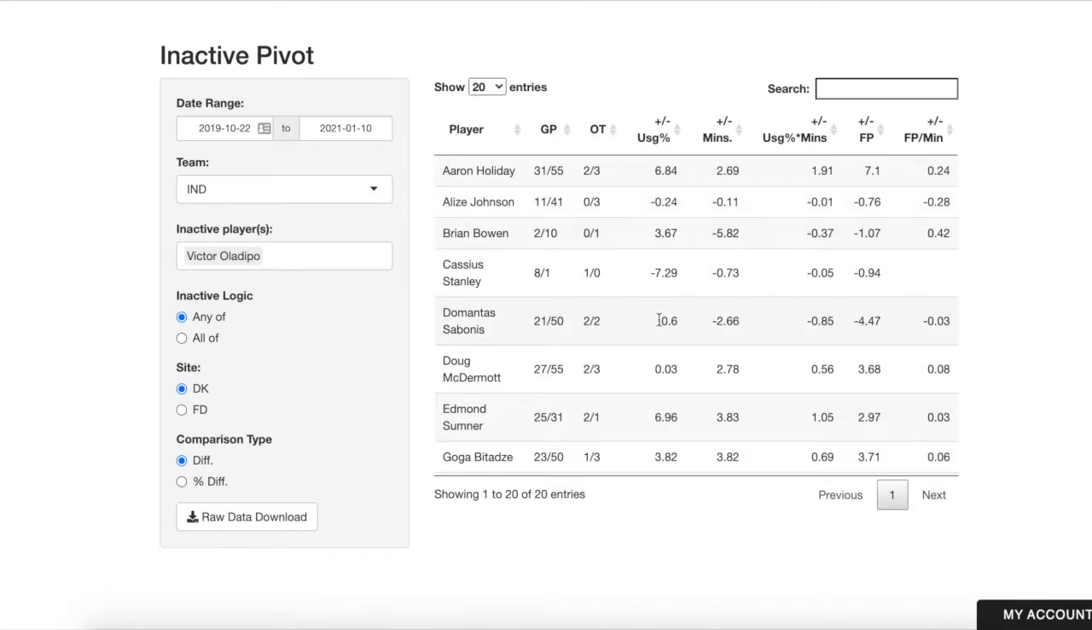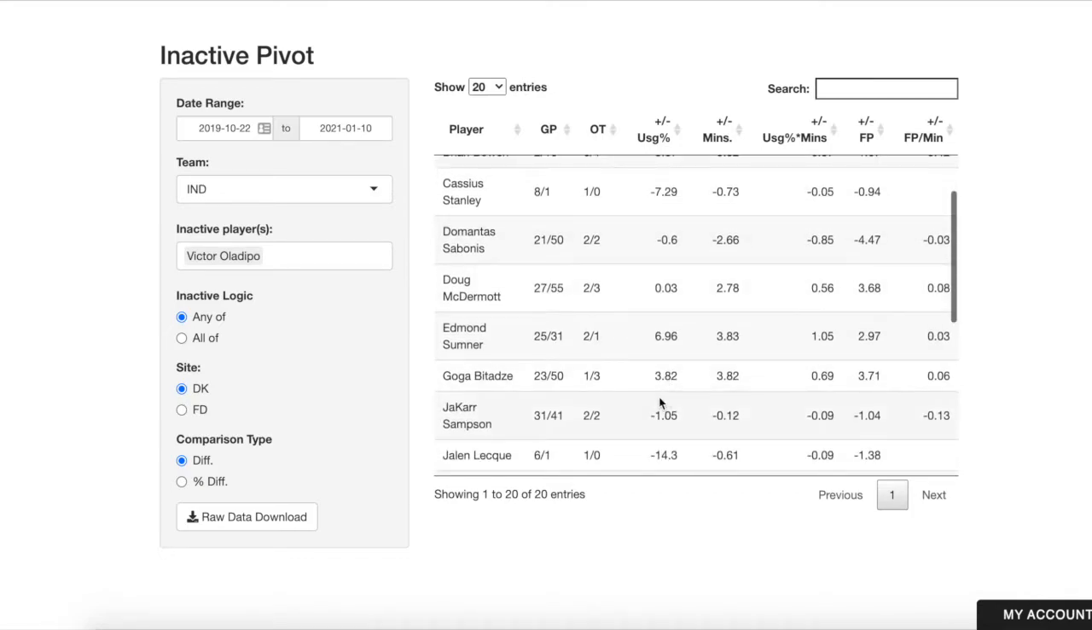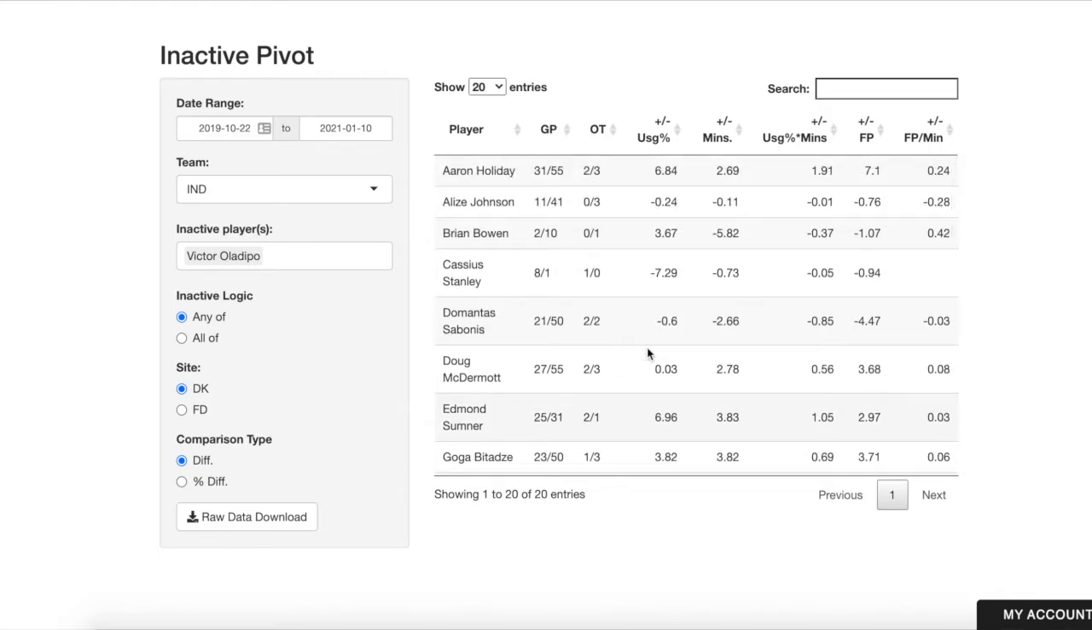You have other examples down here of guys with negative usage rates, but we're kind of trying to focus on guys who either have higher usage rates, higher minutes, and also just looking at what players kind of have the highest positive net fantasy points when Oladipo's inactive. So looking at games played is valuable just for understanding sample size. Cassius Stanley, rookie, I believe this year with Indiana, only has one game in which Oladipo is inactive.